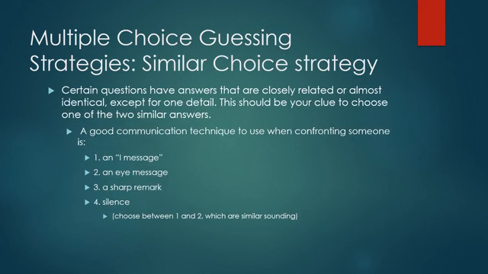Similar choice strategy. Certain questions have answers that are closely related or almost identical except for one detail. This should be your clue to choose one of the two similar answers. Here is an example. A good communication technique to use when confronting someone is 1. An I message, 2. An I message, 3. A sharp remark, 4. Silence. Choose between 1 and 2, which are similar sounding.